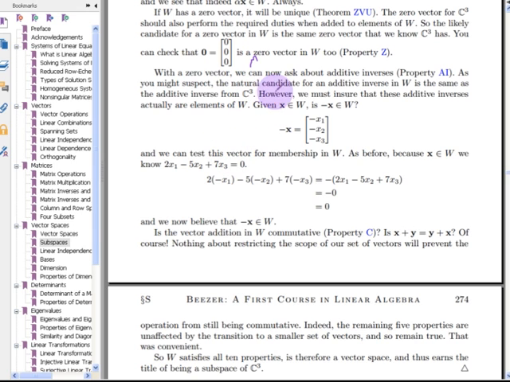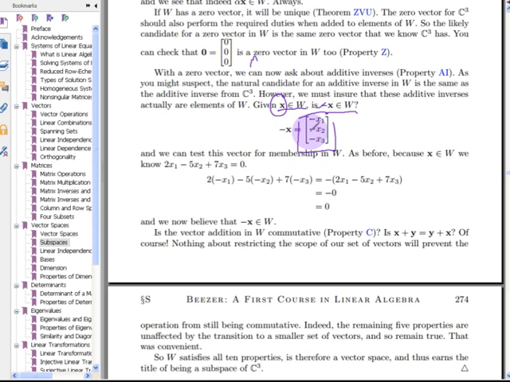The other thing we had to show was that if x was in W, its additive inverse was also in W. Now we already know what the additive inverse of any vector is, because these are vectors not just in W, but they're also column vectors. So the additive inverse has the usual additive inverse rule. We just take the negative of each component. So the question is, is this vector also in W?